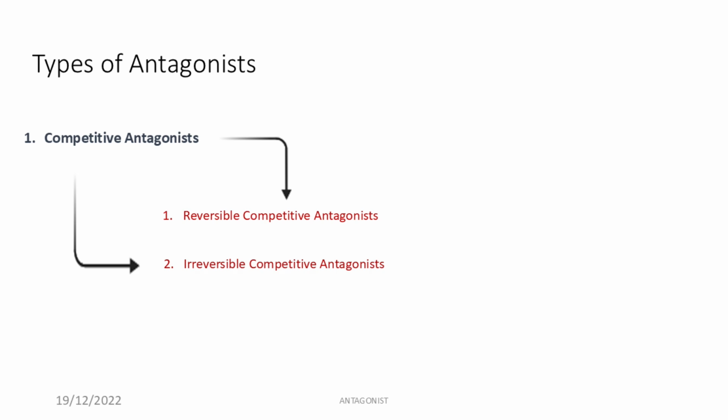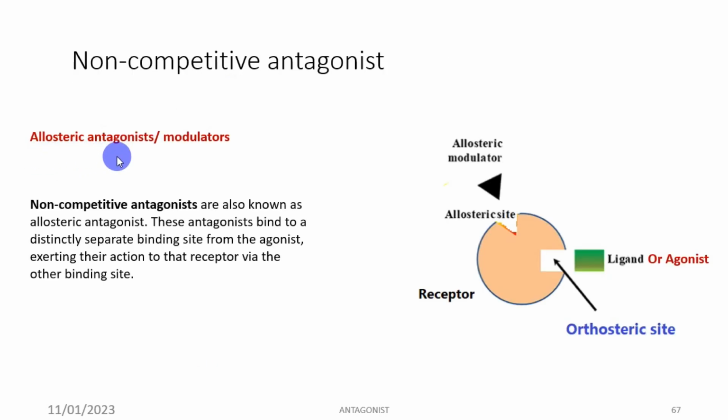What about the non-competitive guys? How do they work if they're not competing for the same site? Right, so non-competitive antagonists, you'll also hear them called allosteric antagonists or sometimes allosteric modulators. They play a different game. They bind somewhere else on the receptor molecule.